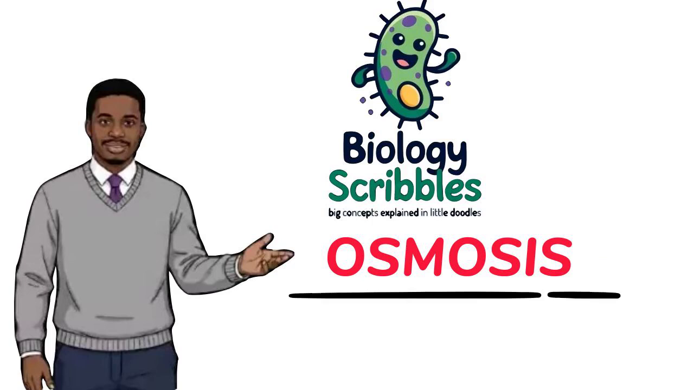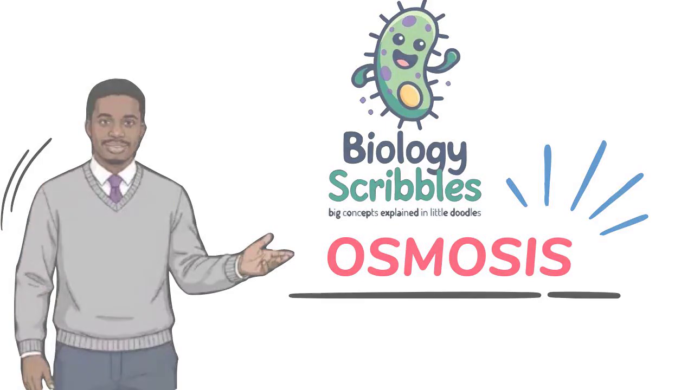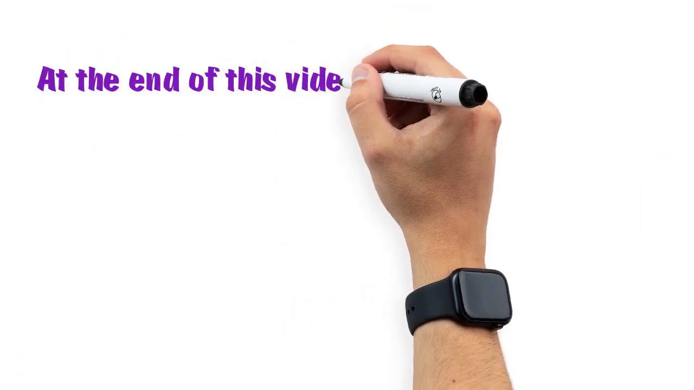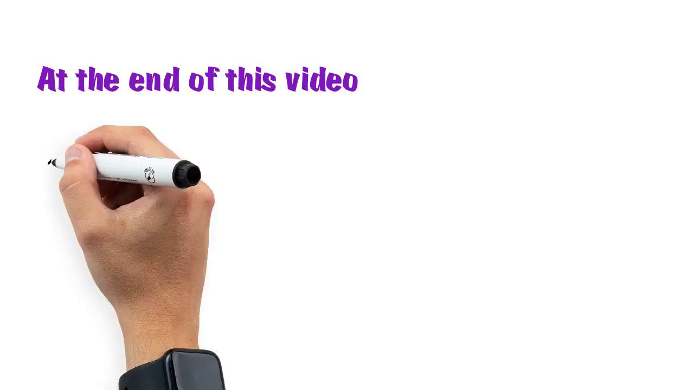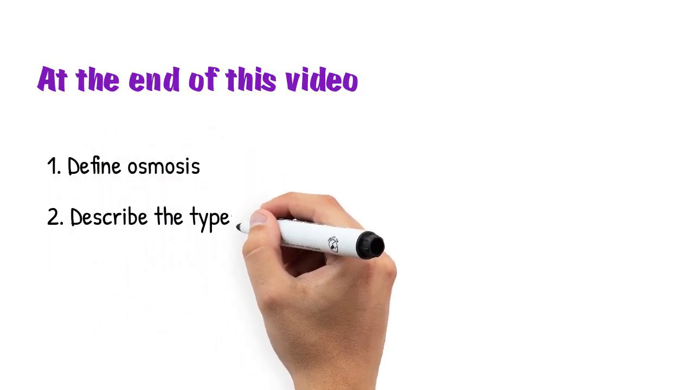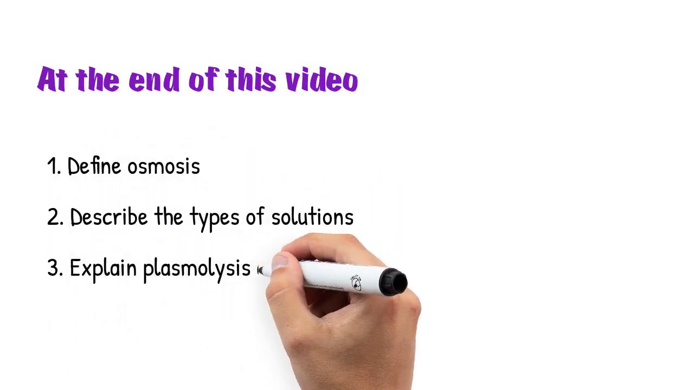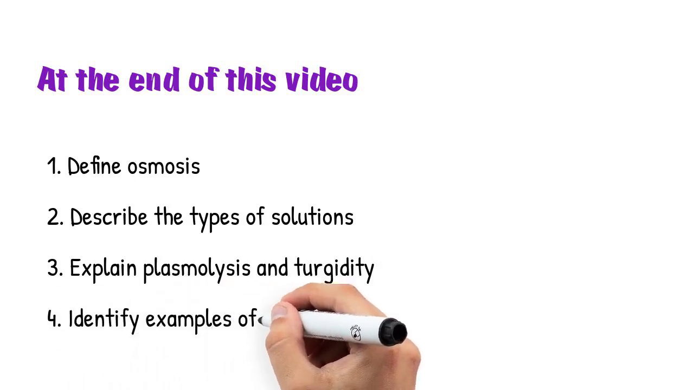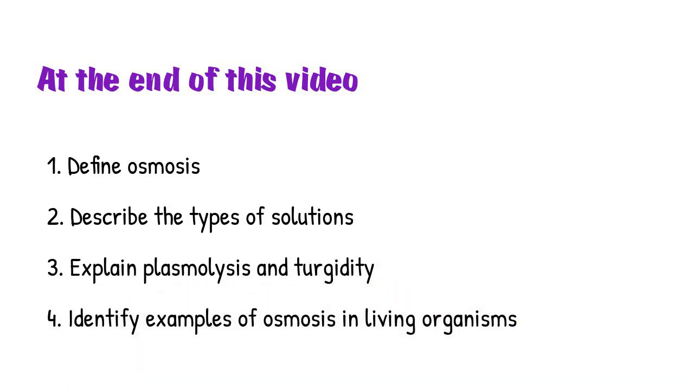This lesson is titled Osmosis. So sit down, get your pen and paper ready, let's dig into it. By the end of this lesson, you will be able to define osmosis, describe the types of solutions, explain plasmolysis and turgidity, and identify examples of osmosis in living organisms.